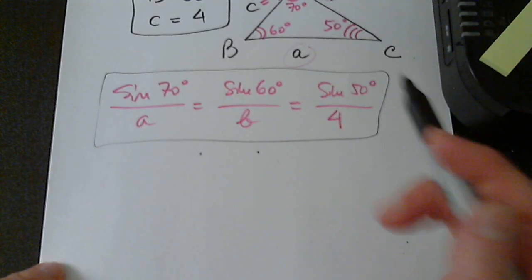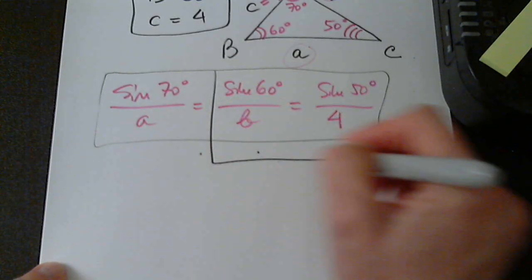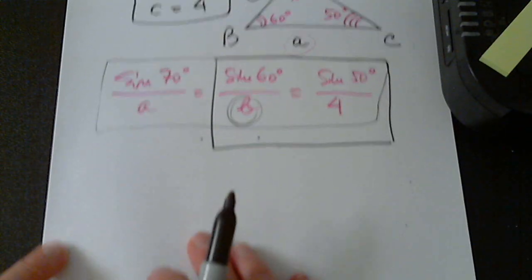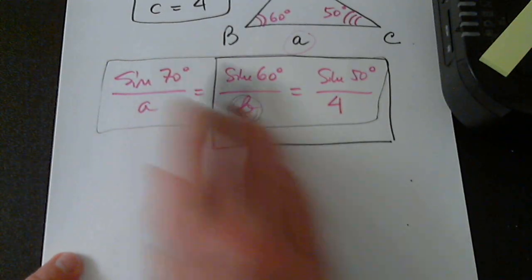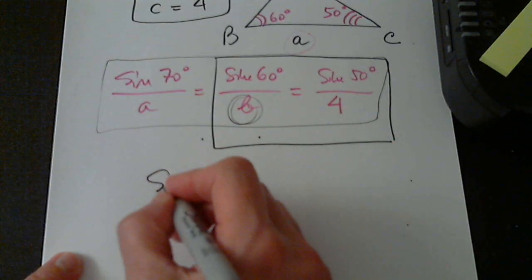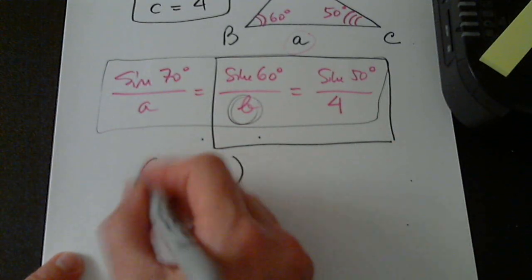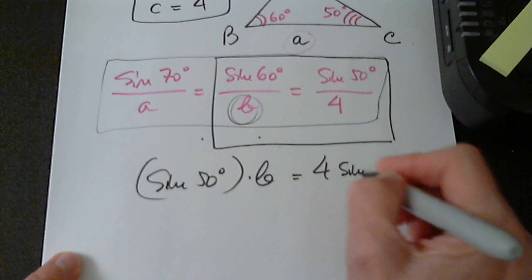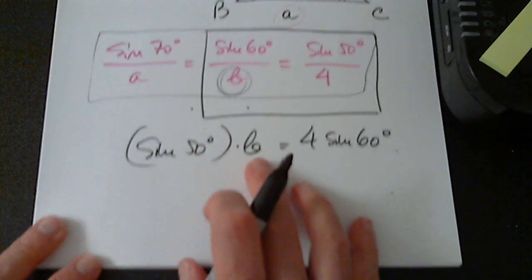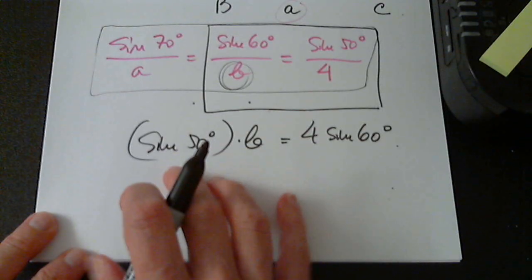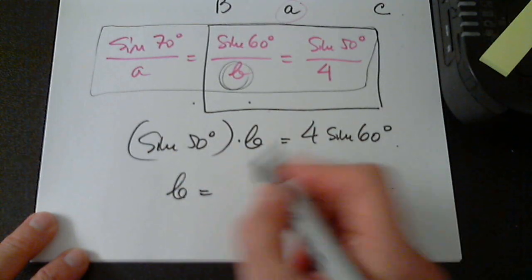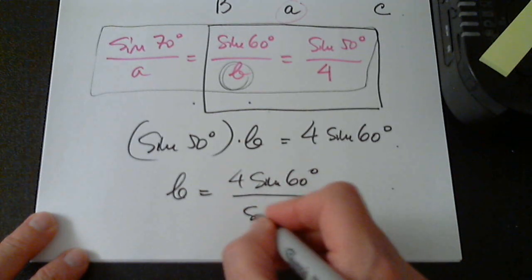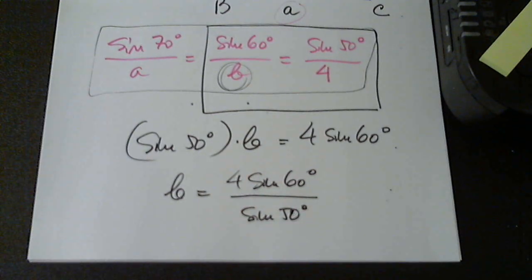Now, we only need to create proportions. This is one proportion from which I'm going to determine b. This is a proportion, I cross multiply. Sine 50 degrees times b equals 4 times this. And in order to find b, I have to divide by that. So b equals 4 sine 60 degrees over sine 50 degrees.